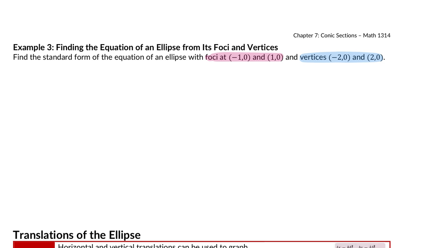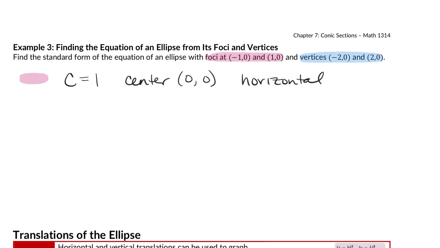If we think about this, the pink stuff that we've highlighted right here tells us the following information. It tells us that C is equal to 1 because they're both one distance away from the center, and the center would be in between them at (0, 0). That's two things we learned. C is 1, the center is (0, 0). We also learned that this has a horizontal axis, and I know this because the foci have x coordinates. If the foci had numbers on the y, then that would mean it's a vertical ellipse.